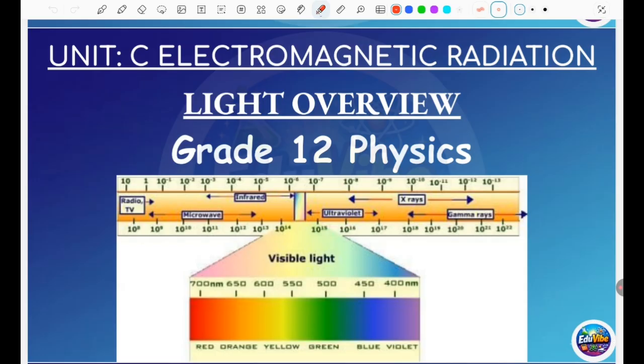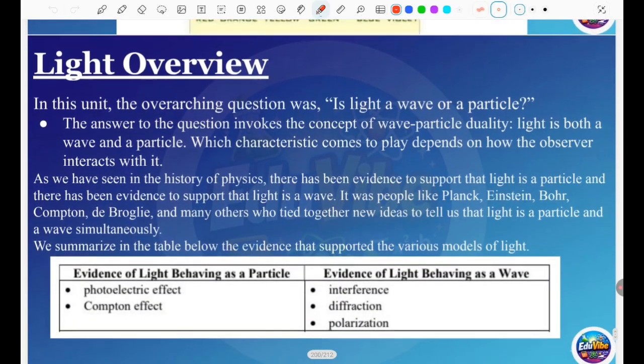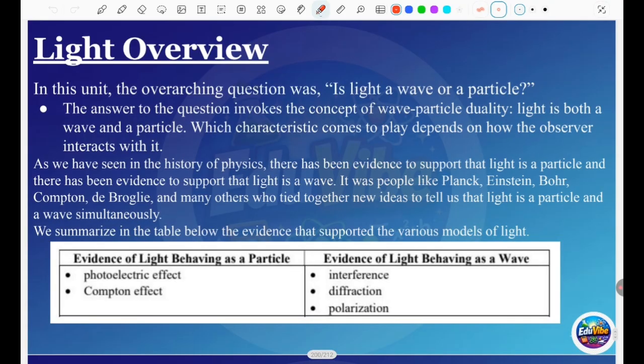We do some questions which are very important for the written responses, or for the long questions you get in the MCQs or the written exam. So let's start with an overview of this unit. In this unit, the overarching question was: is light a wave or a particle? The answer involves the concept of wave-particle duality, which we covered in the previous lesson.